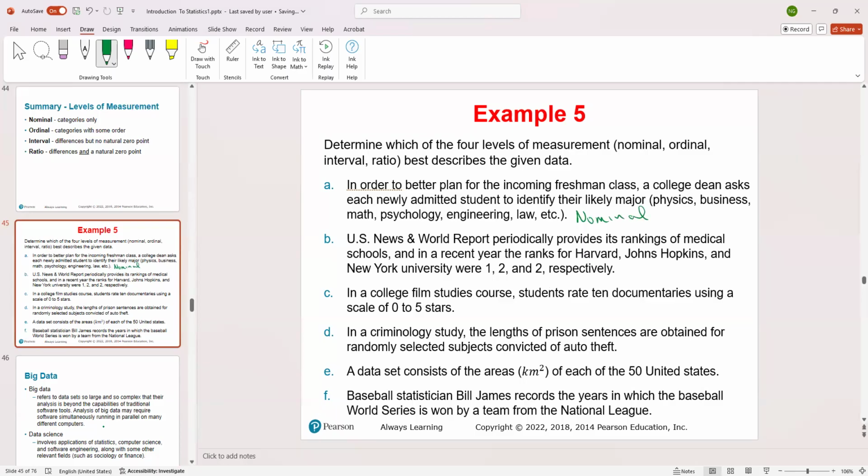U.S. News and World Report periodically provides its ranking of medical schools, and in a recent year, they ranked Harvard, Johns Hopkins, and New York University as 1, 2, and 3, respectively. So that's really ranked. It's in order. That's ordinal.